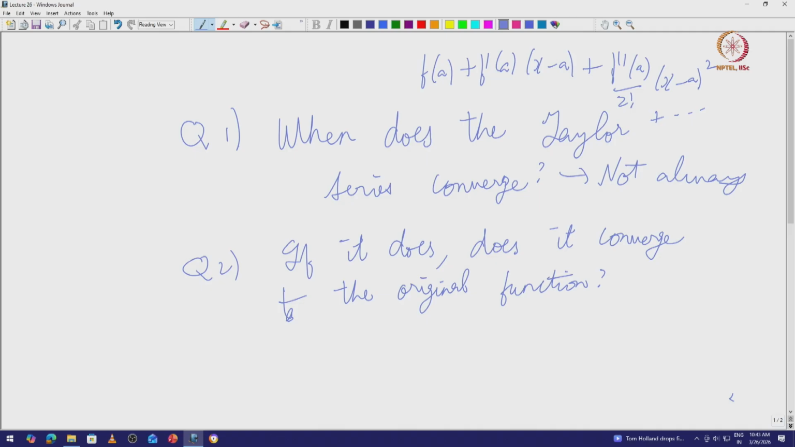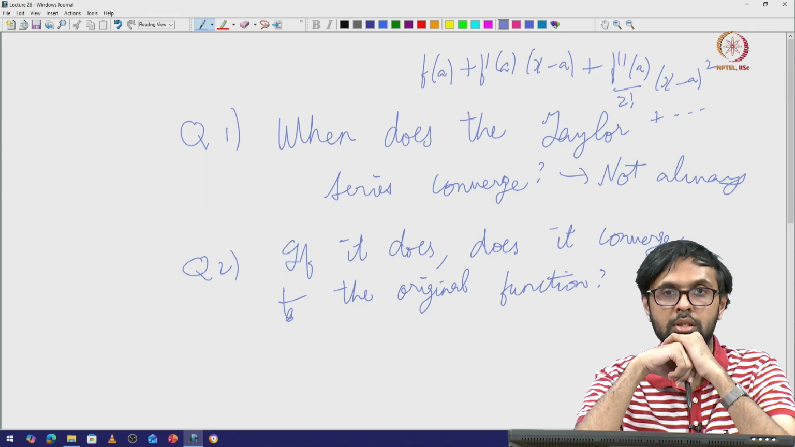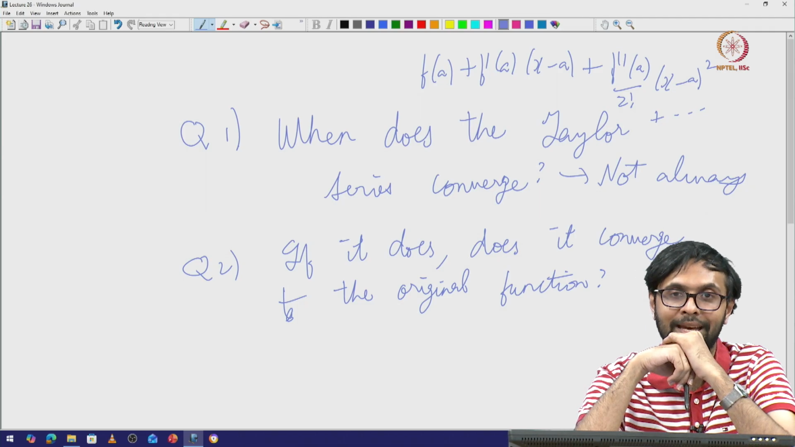What about this one? This sounds like a very strange question, right? If the Taylor series converges, you would obviously expect it to converge to the original function. To what else can it converge, right?